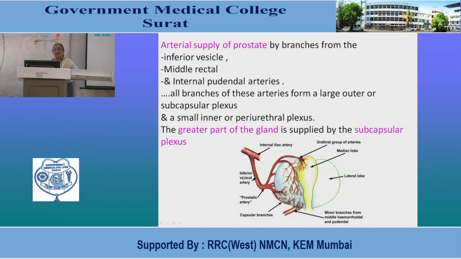Now this is the inferior vesical artery, number 1, you can see in the given diagram. Now this is the prostatic artery, and all these are going to form the capsular branches. Now all branches of these arteries form a larger outer or subcapsular plexus and a small inner or periurethral plexus. The greater part of the gland is supplied by the subcapsular plexus. What is it supplied by? The subcapsular plexus.